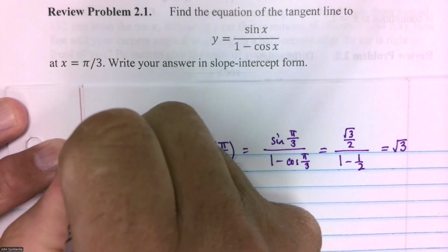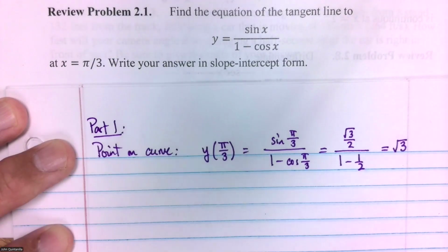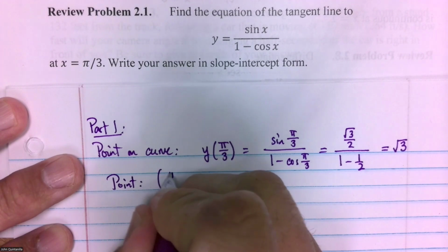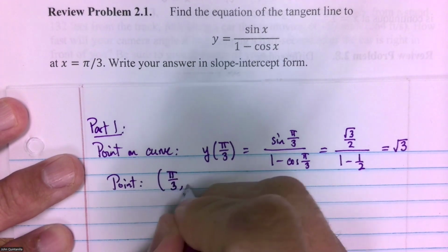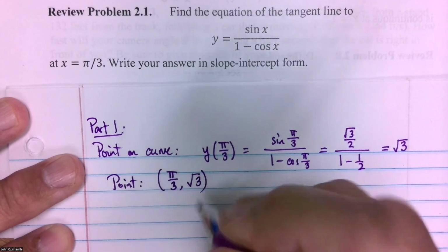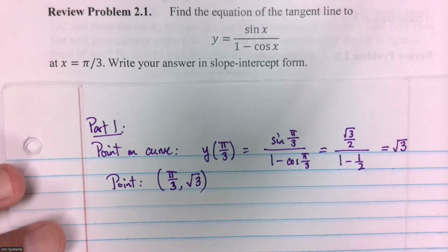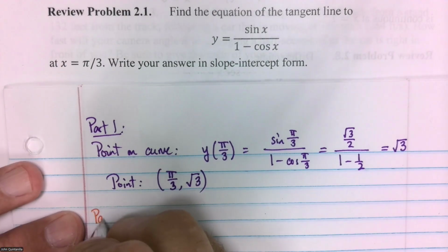So let me just mark that as part 1, figuring out the point on the curve. So the point is going to be pi over 3, square root of 3. So that'll be my x1 and y1. All right, part 2 is going to be to find the derivative.